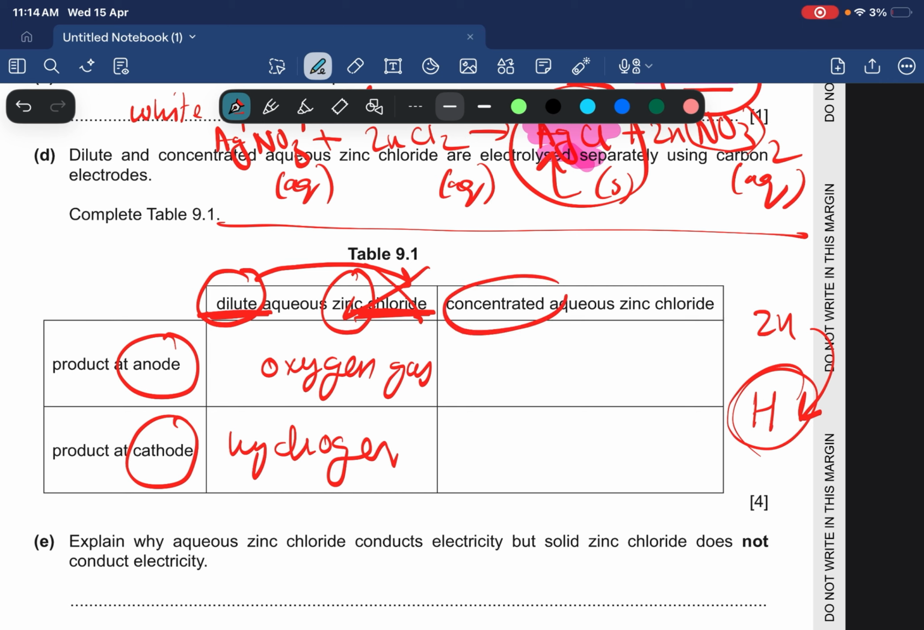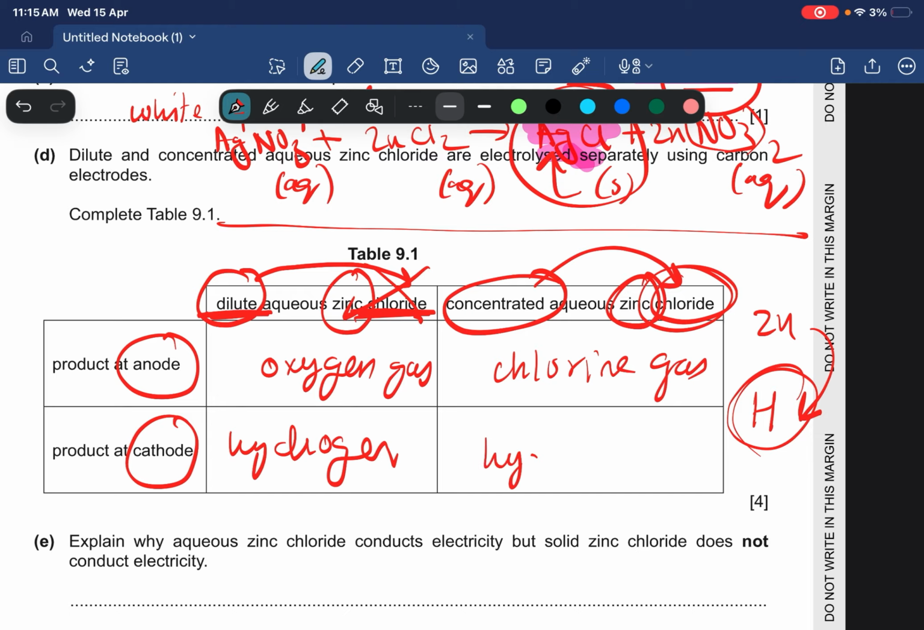When we have concentrated, then we form the halide. So over here, we're going to form chlorine gas. And over here, again, zinc cannot form because it's above hydrogen. So over here, we're again going to form hydrogen gas.